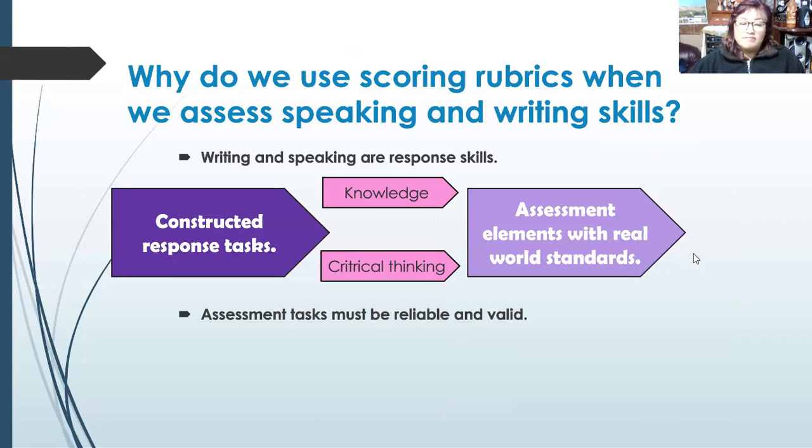But why do we use scoring rubrics when we assess speaking and reading skills? I think it is because reading and speaking skills are response skills. By this, I mean that they are skills that can be measured in terms of critical thinking and the level of knowledge acquired. Therefore, these types of skills can be measured through constructed response tasks.